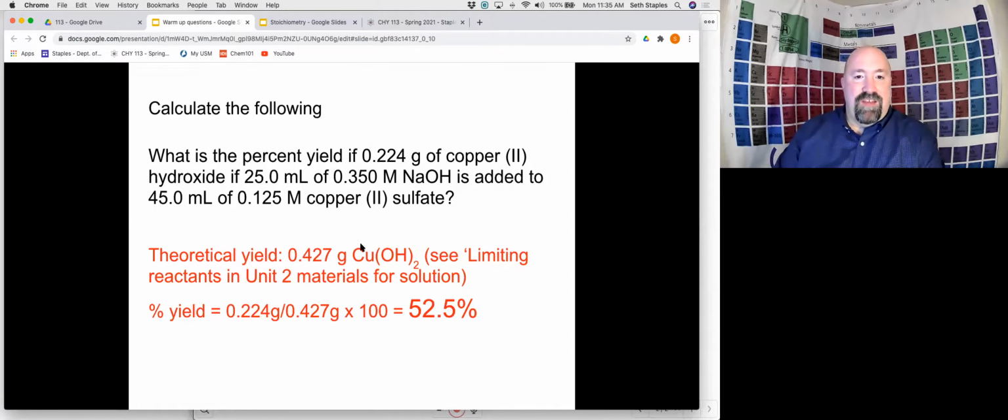So you should have calculated a theoretical yield of 0.427 grams. Again, go ahead and see that same worksheet for the solution to that and how I found that amount. And so then for the percent yield, we're simply going to take our 0.224 grams that we actually came up with, divide that by the 0.427 grams of theoretical yield, and multiply by 100 to convert to 52.5% yield. And those are our practice problems.